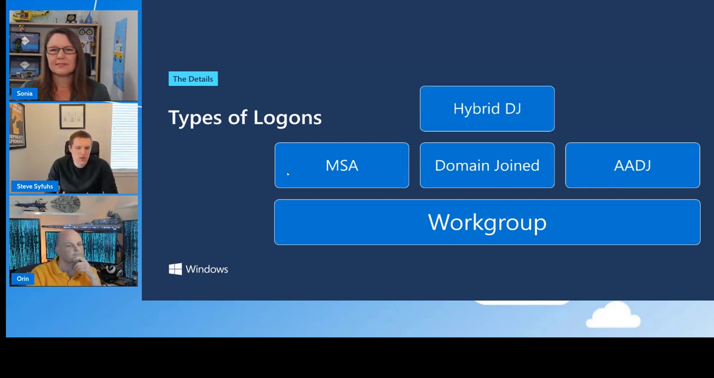And then, of course, this thing called hybrid domain join, which is this way of authenticating against on-prem Active Directory as well as Azure Active Directory for things like single sign-on. And I'll explain what that distinction is in a bit.